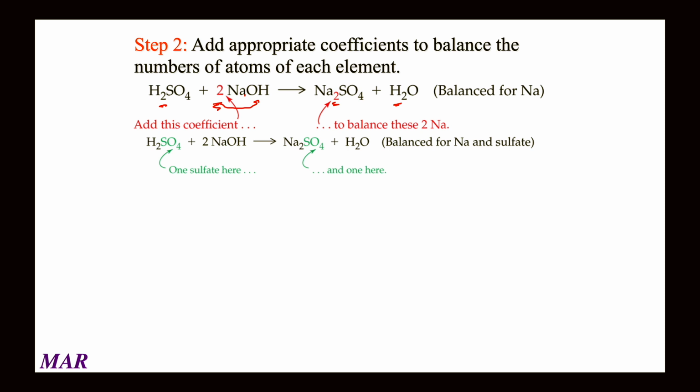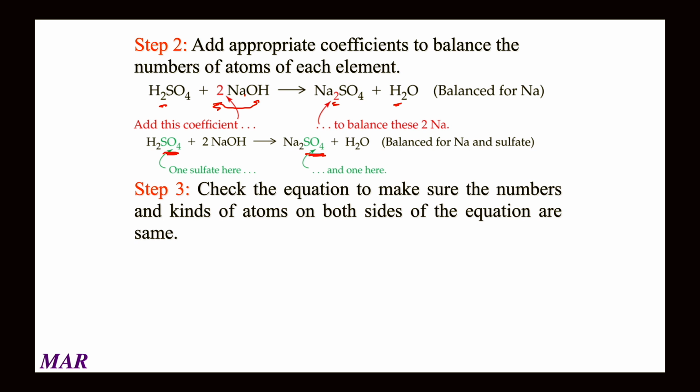Now, one quick word here about polyatomic ions. If you can keep polyatomic ions together, do so, all right? So we've got one sulfate on the left in sulfuric acid and one sulfate on the right in sodium sulfate. So now this reaction is at least balanced for the sodium and the sulfate. But the hydrogens and the oxygens, not so much so. So if you check the equation to make sure that everything is balanced, definitely not. All right, it's definitely not balanced.